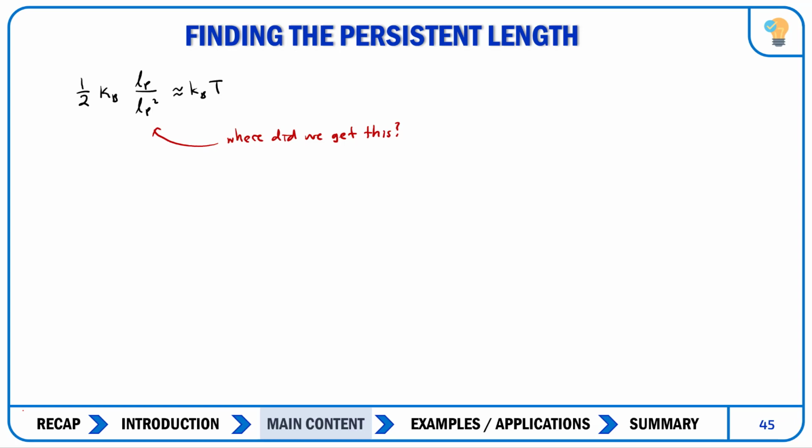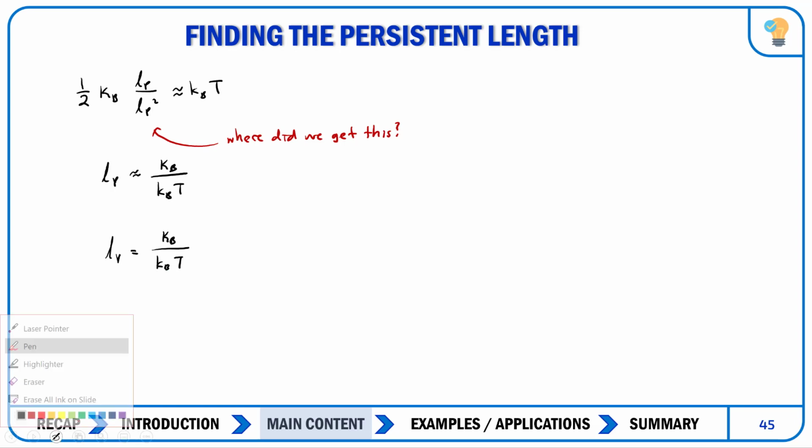So next, once we have this, for the persistence length, it's also defined as a length that's going to be equal to kBT. So we have LP being approximately equal to kappa B over kBT. So we can say LP is equal to kappa B over kBT, and that is going to be called the persistence length.